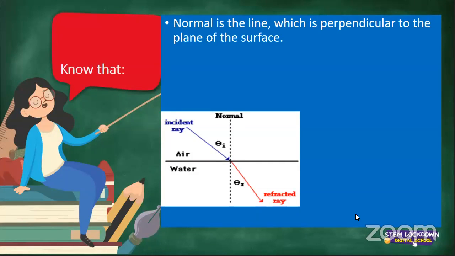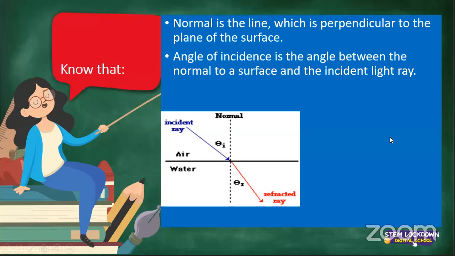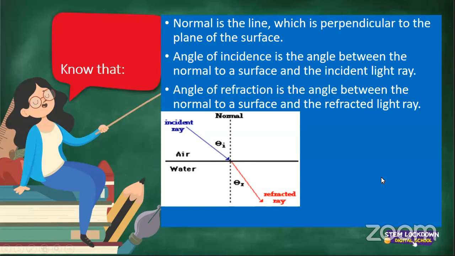Right. And we have also discussed the normal. We have said the normal is a line that is drawn perpendicular to the plane of the surface. So you can see if we have the plane of the surface here, this will be the normal, drawn at a right angle to the surface. And then the angle of incidence is the angle between the normal to the surface and the incident ray. And the angle of refraction is the angle between the normal to the surface and the refracted ray. So this is the angle of incidence. This is the angle of refraction here.